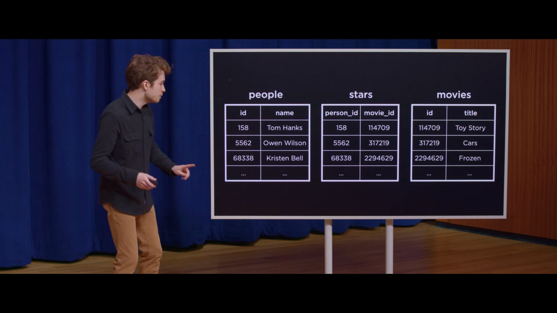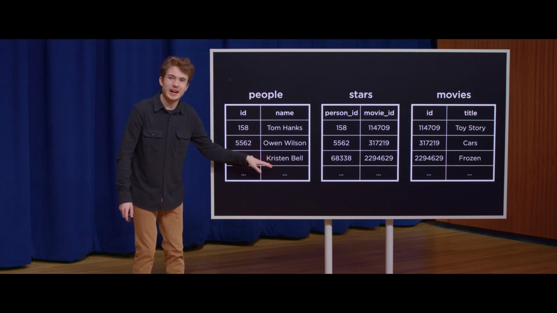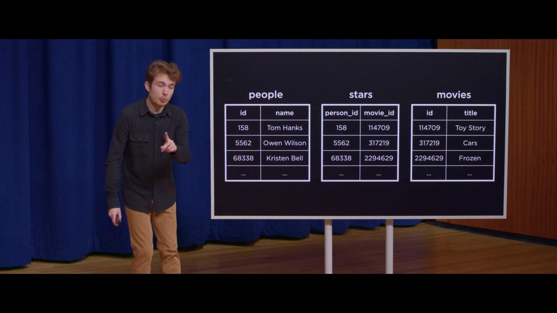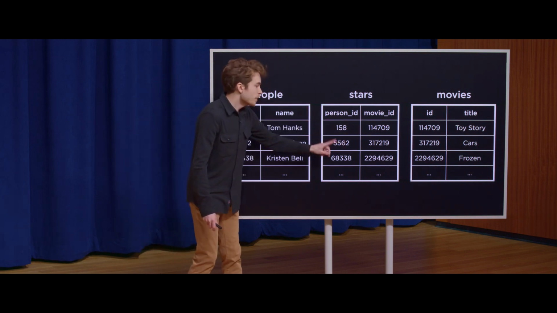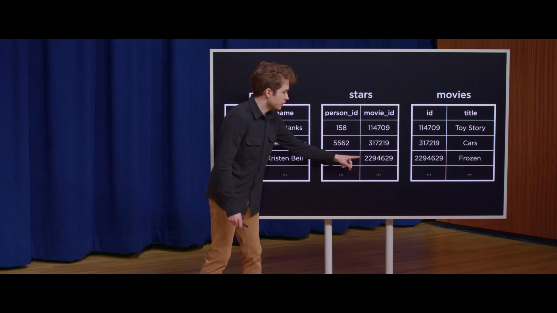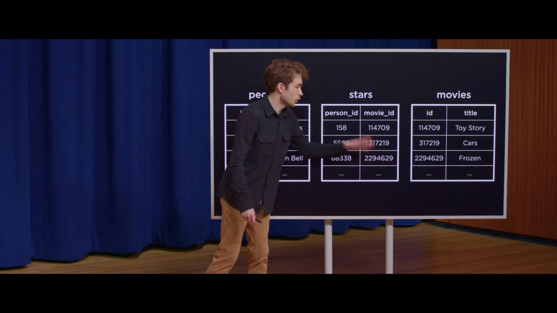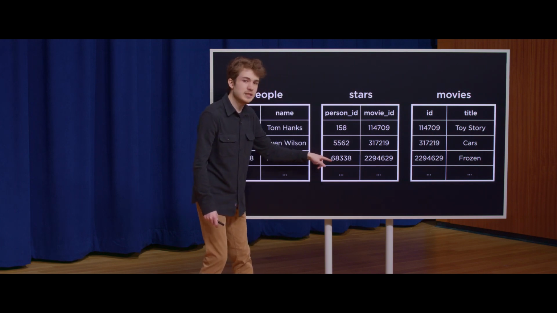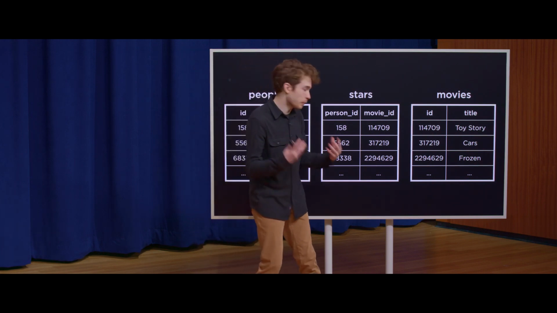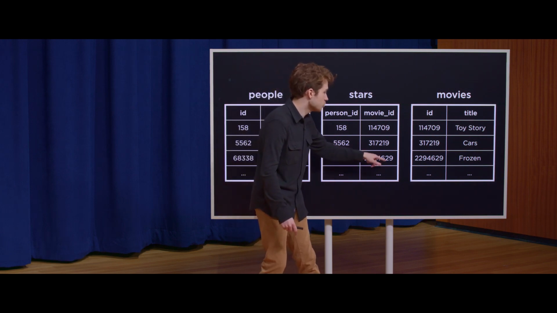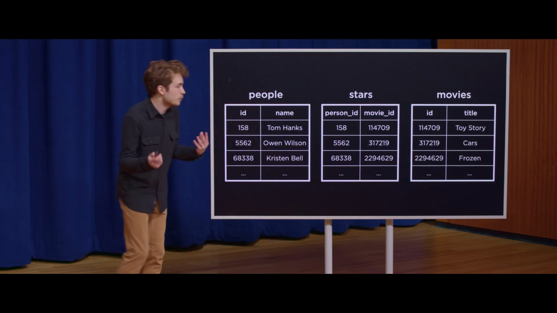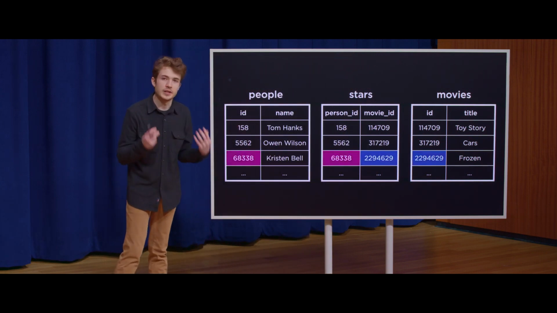The first step might be to ask, what is Kristen Bell's ID? Well, it seems to be 68338. Then, to your point, we could look at the stars table and find out what movie IDs correspond to that ID here. So it seems like 2294629 corresponds with Kristen Bell's ID here. Then finally, we look up in the movies table, well, what title corresponds with 2294629? It seems to be the movie Frozen. So visually, we have this relationship among these tables here.